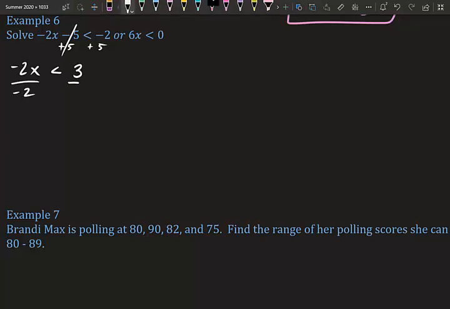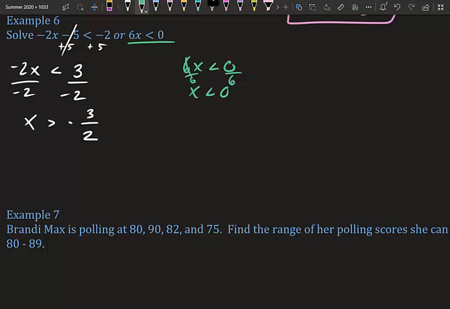Divide by negative 2. So since we divided by a negative, don't forget to switch the sign. So we have x is greater than negative 3 over 2. Now for our second one, we have 6x is less than 0, so x is less than 0. You can divide by 6, it just comes out to 0.